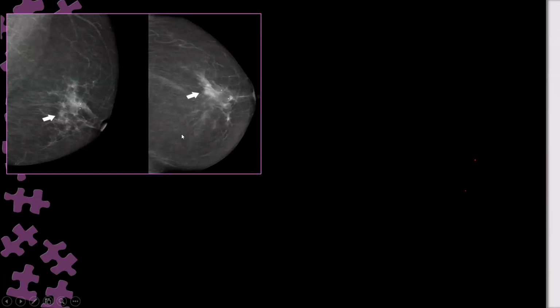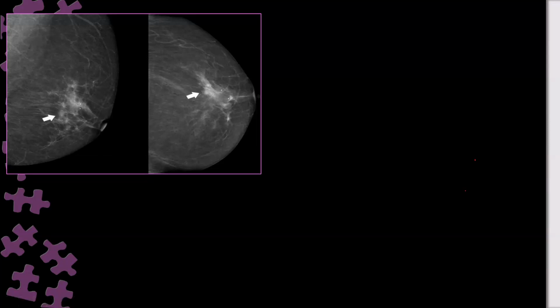Here it is easier because they are pointing for us. There is something here, we are not sure what that is. Seen on MLO and CC view, there is no previous image. So this is a baseline image, and I have seen something here, both not clearly masked.